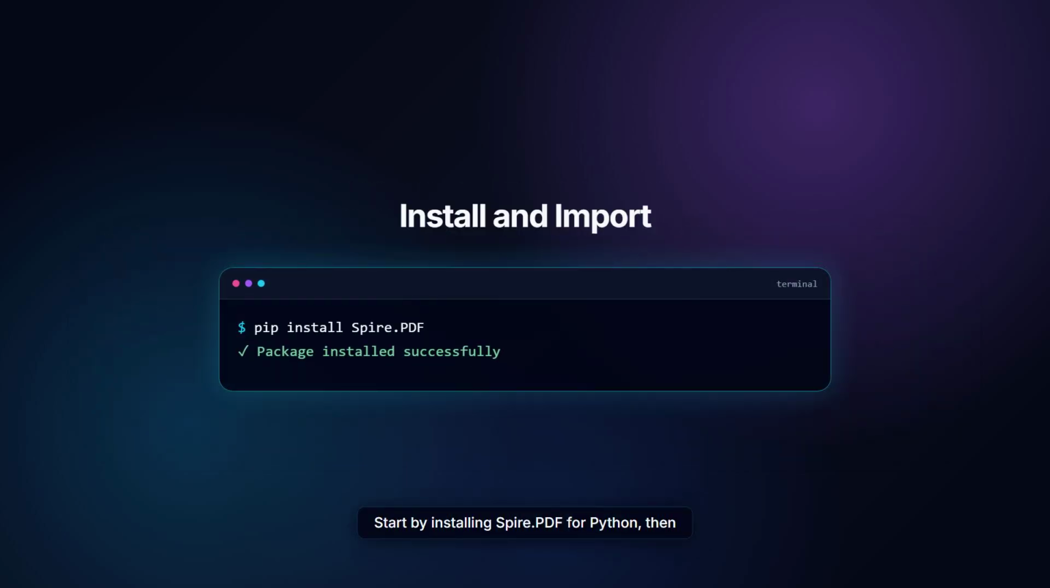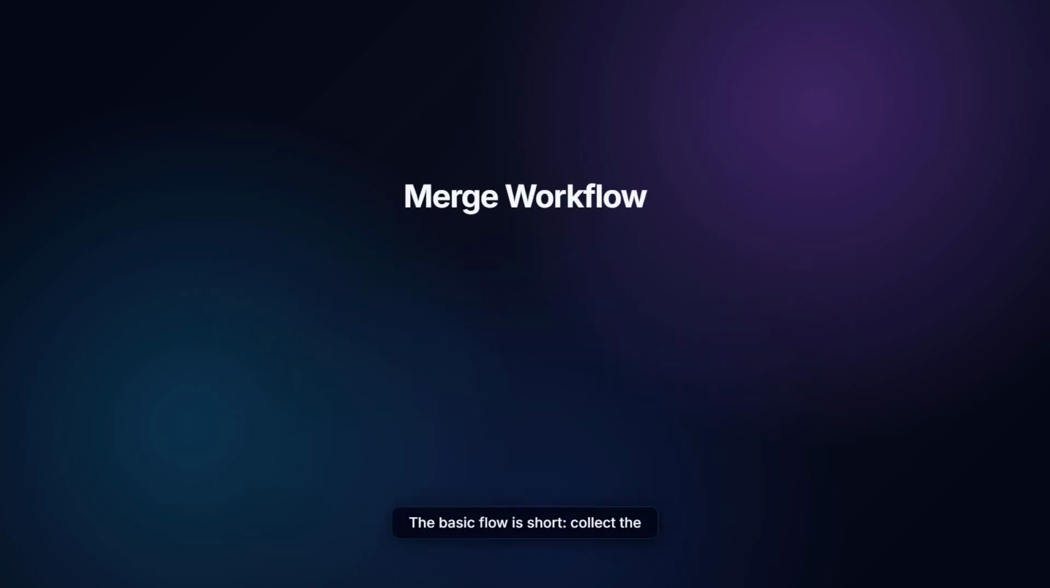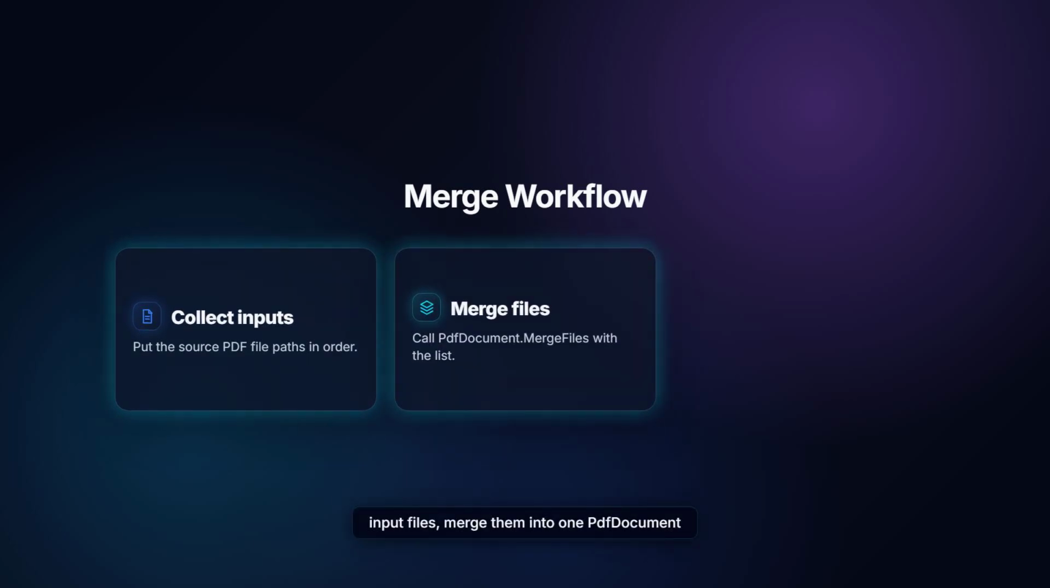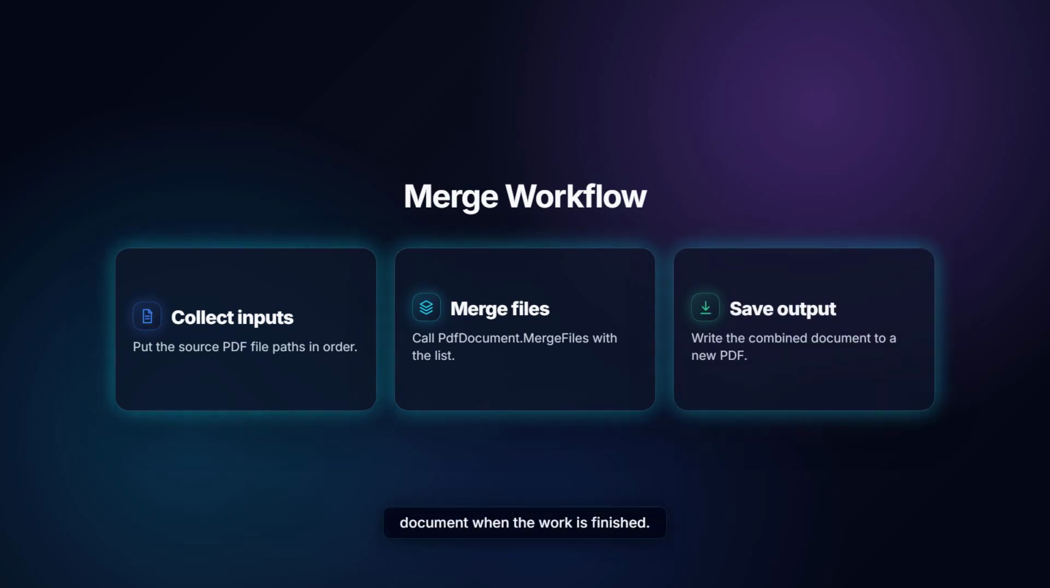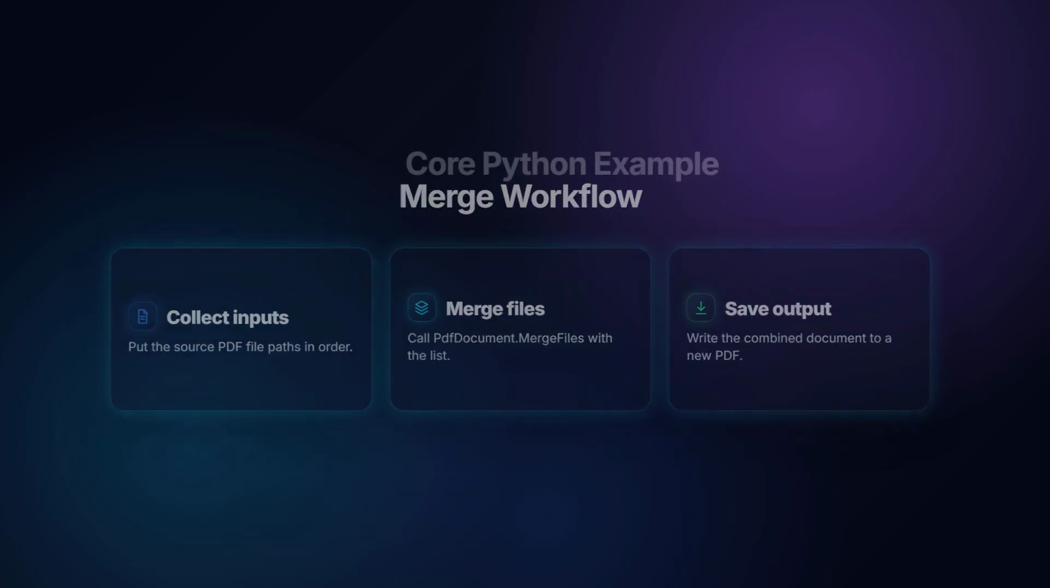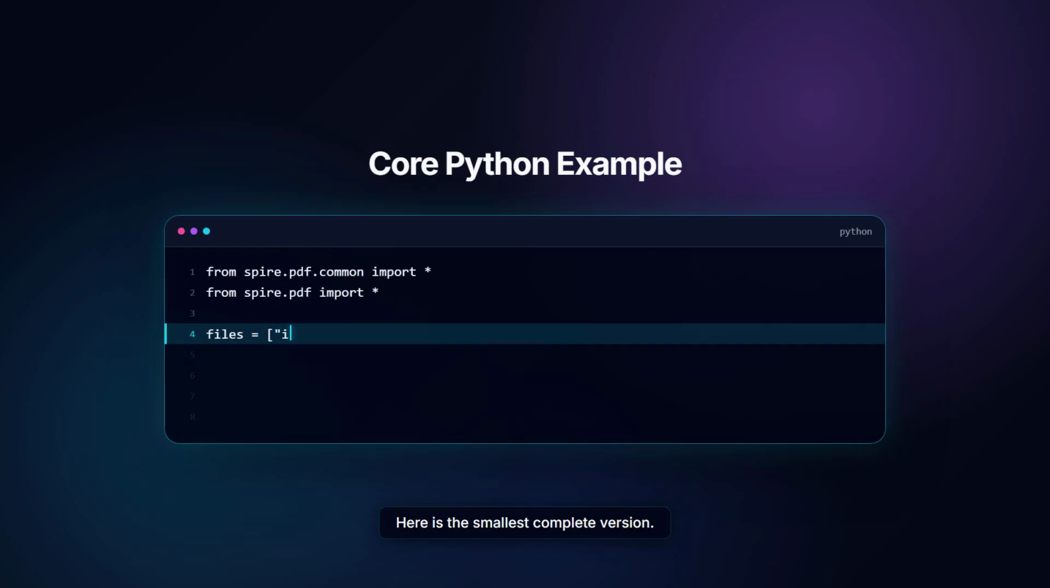Start by installing Spire.PDF for Python, then import the PDF classes. The example only needs the document API and the common file format constants. The basic flow is short: collect the input files, merge them into one PDF document object, save the output, and close the document when the work is finished. Here is the smallest complete version.